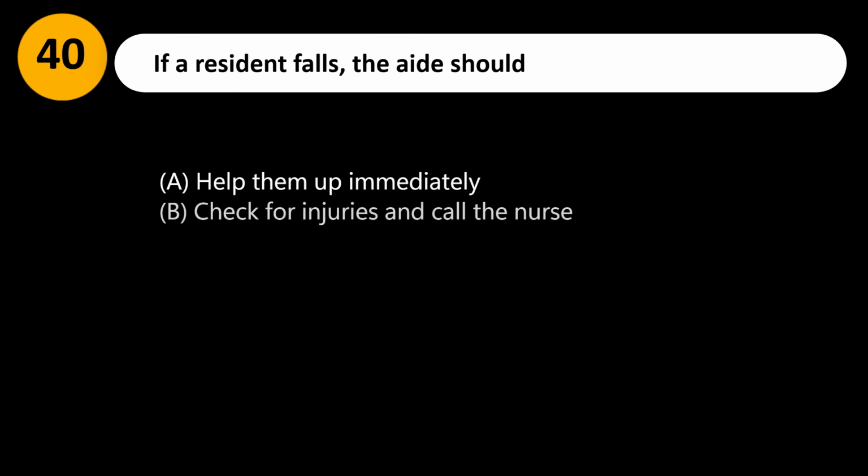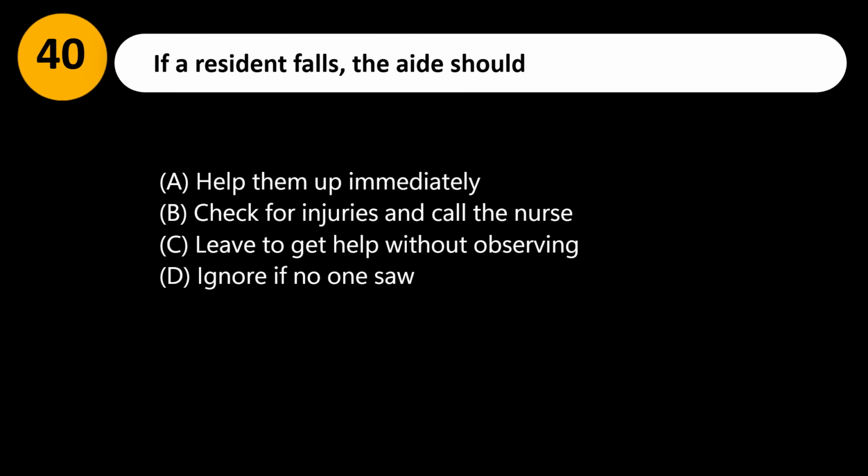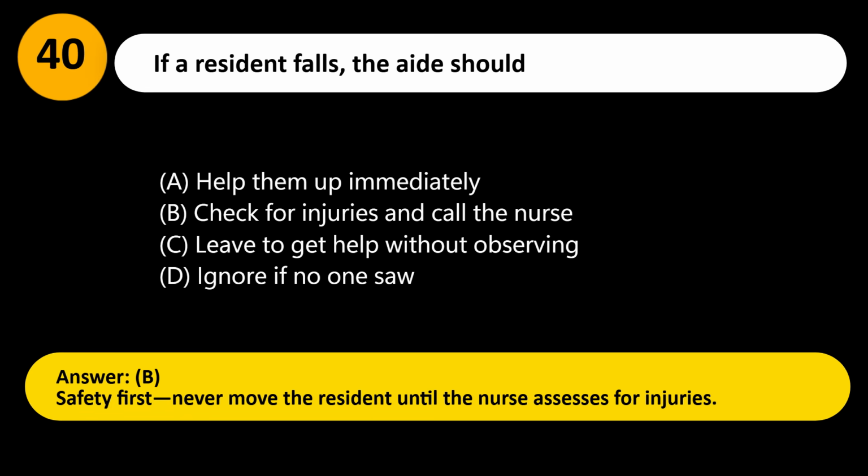If a resident falls, the aide should: A. Help them up immediately. B. Check for injuries and call the nurse. C. Leave to get help without observing. D. Ignore if no one saw. Answer, B. Safety first, never move the resident until the nurse assesses for injuries.